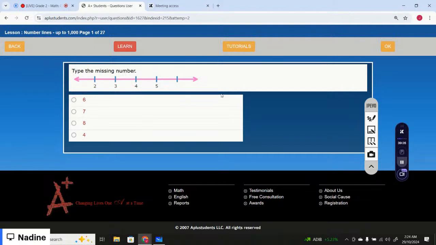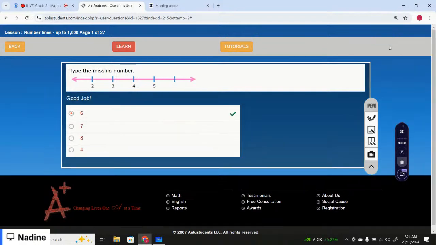The correct option is 6. The next one is 6. Option number 1 is the correct option.